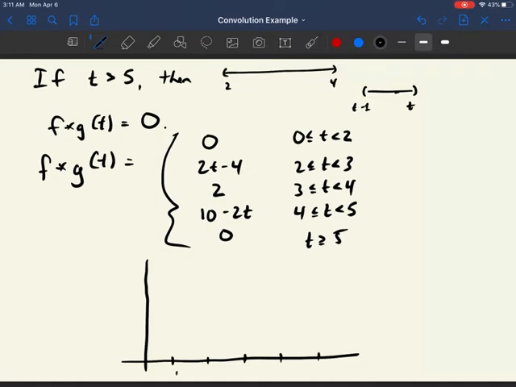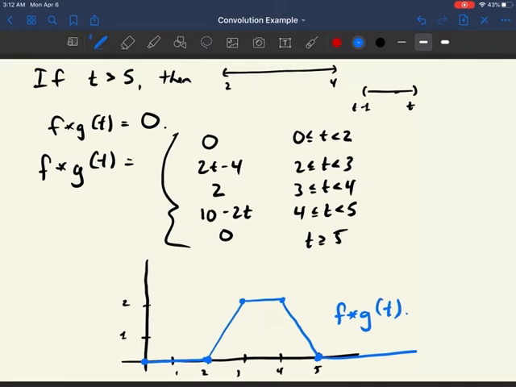What does this look like? Well, it's quite interesting the way that it works out. We have 1, 2, 3, 4, 5. And heights of 1 and 2. So for the first 2 units, it's equal to 0. Then 2t minus 4 is exactly the line that comes through here. This at slope 2 for 1 unit. It's going to go like that. And then it's constantly equal to 2 for 1 unit. And then 10 minus 2t exactly comes back to here. And then we continue. So this is f star g of t.